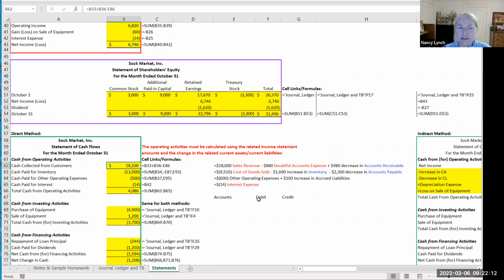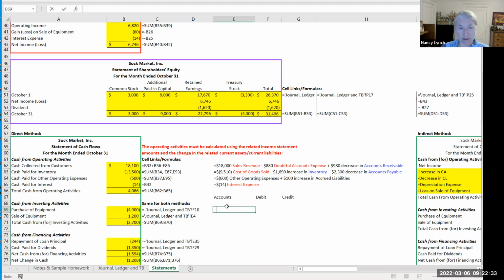Now, I'm using debits and credits here in accounts. I'm not actually making entries. It's just a way of organizing it so I can ultimately figure out how much cash was collected and how much cash was paid for each of these items. So I'm going to first start with revenues, because cash collected from customers comes from the sale of goods.